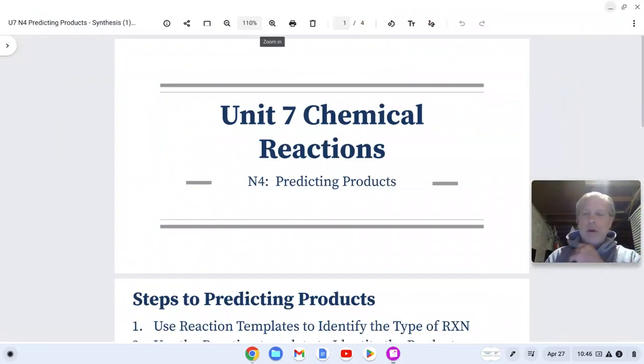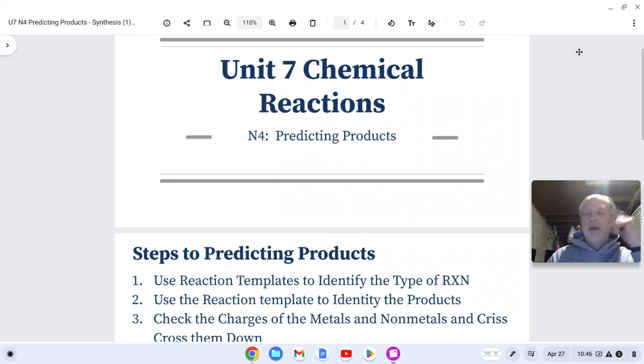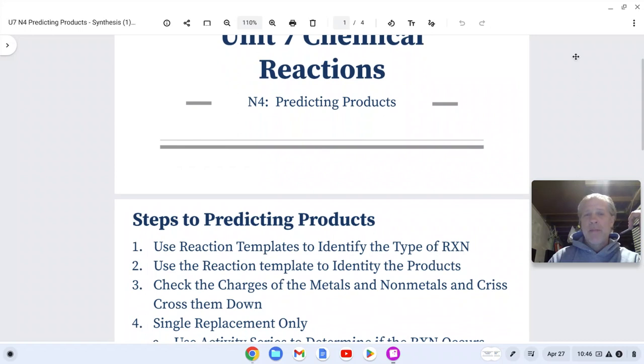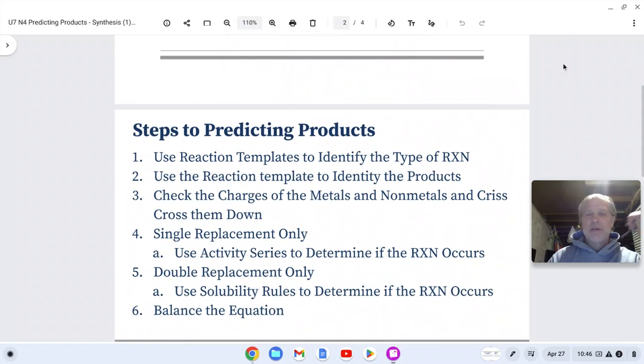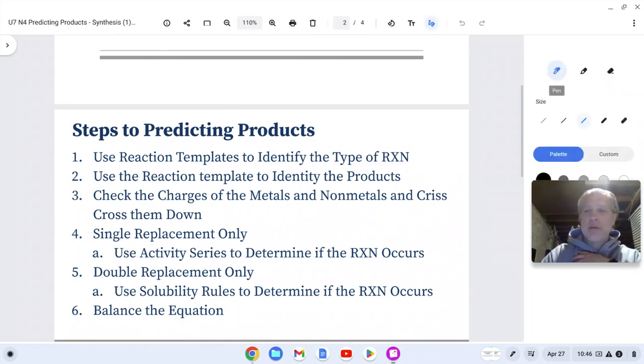So today we are going to be talking about predicting products of chemical reactions. And when we go to predict products of chemical reactions, what we generally end up finding is that it's a series of steps that are the same over and over and over again. One of this series of steps that's the same is the idea that we use the reaction templates that we learned about the last time.